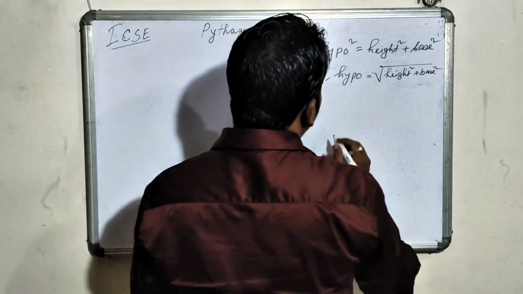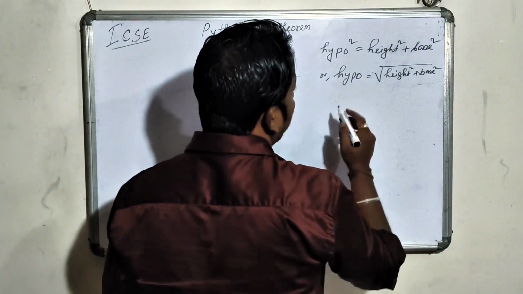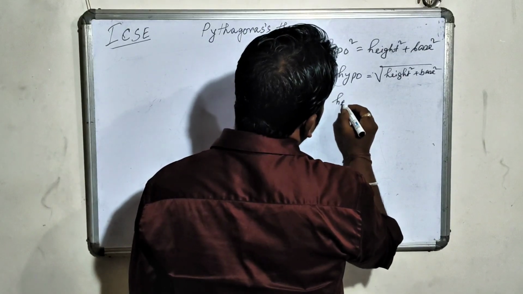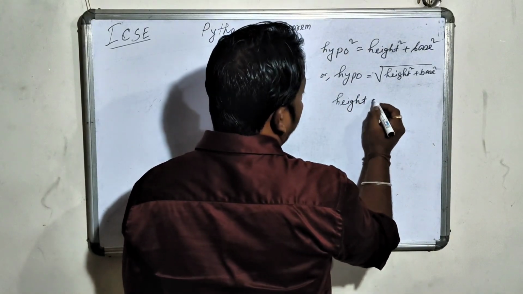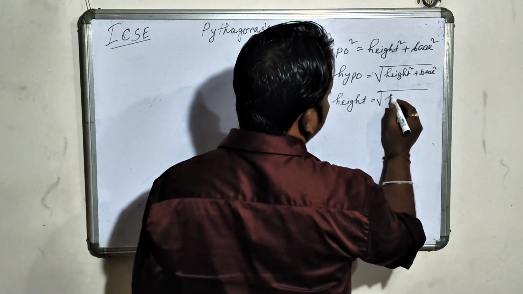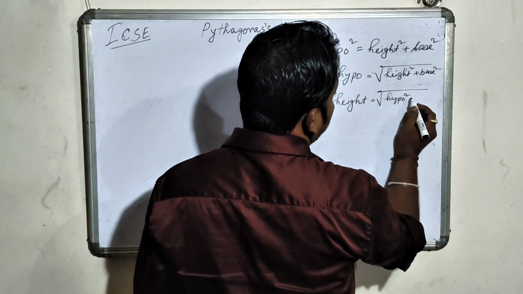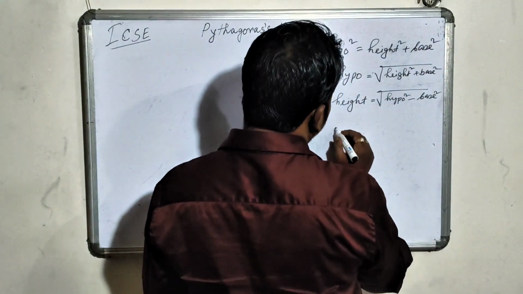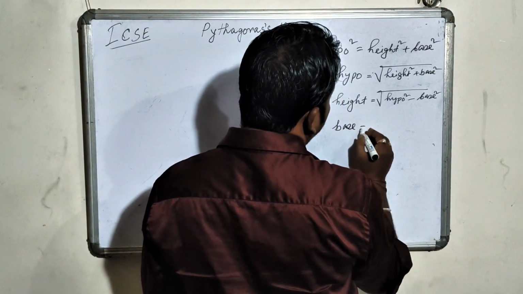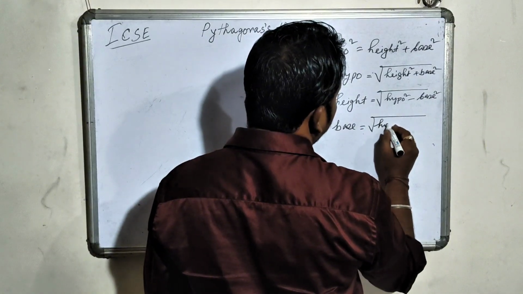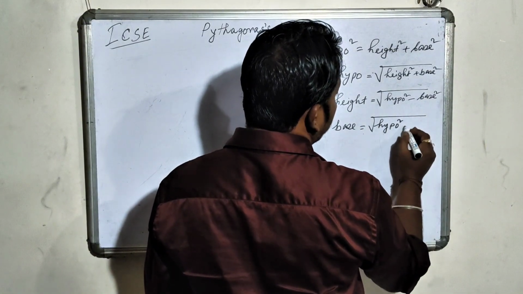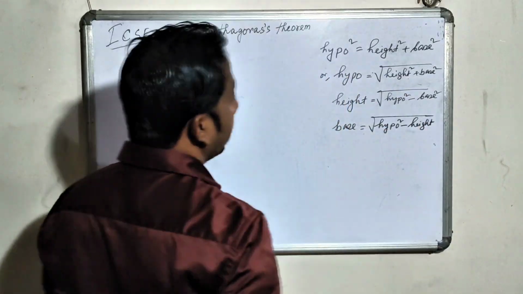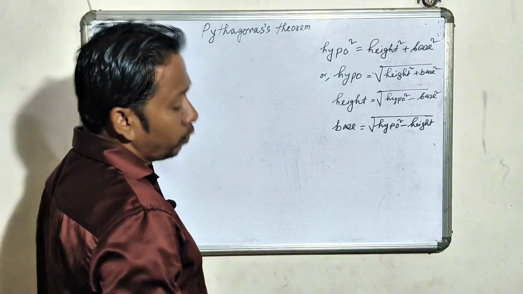That is the first law. Same as it is, if I have to find out the height, then the rule should be height equals root over of hypo square minus base square. Same as base, if you want to find out the base, then base equals root over of hypo square minus height square. Okay, that is the basic law of the Pythagoras theorem.